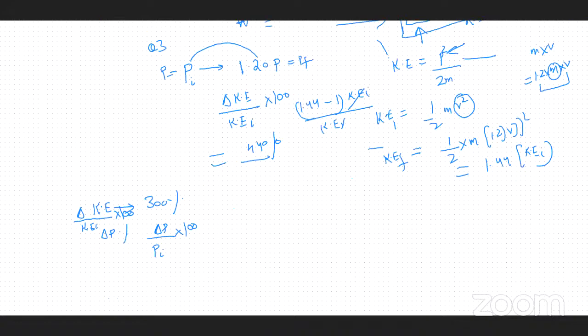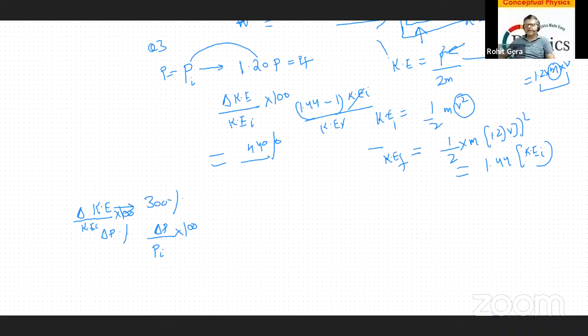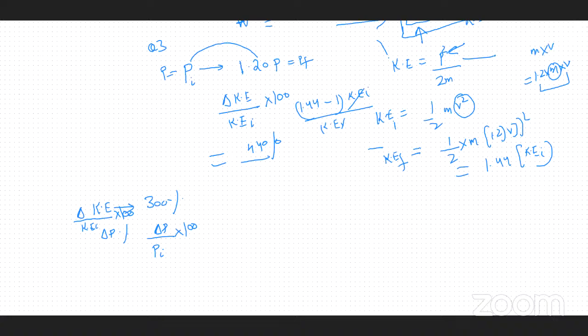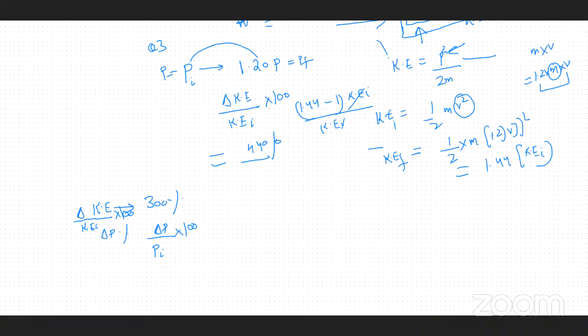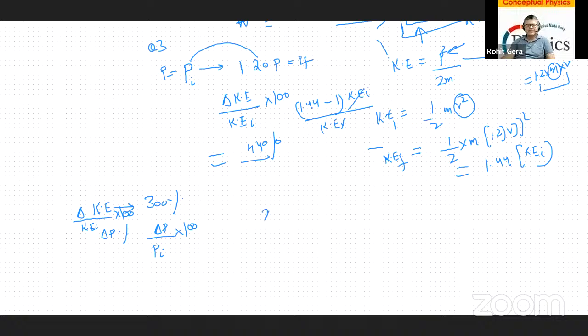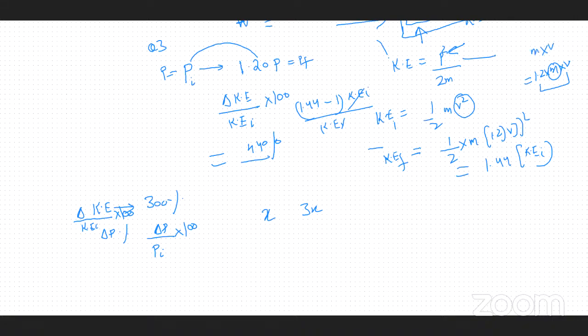Delta KE upon initial KE will come to 3 times, right? Yes, change is 3 KE. If it is increased by 300%, if something increases by 300%, that means it has tripled, right? So delta KE is 2 KE. If you are X, you have become 3X. But here, the percentage change would be 200%, no?